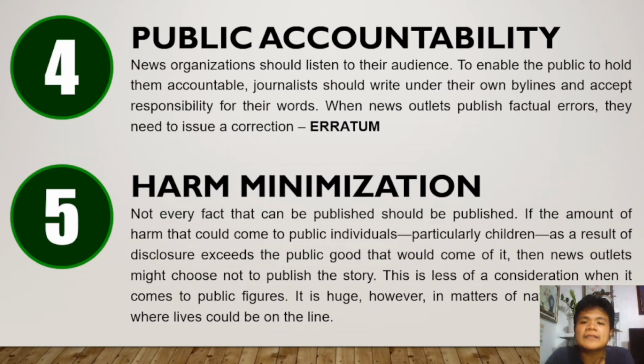Next, public accountability. So, news organizations should listen to their audience to enable the public to hold them accountable. Journalists should write under their own bylines and accept responsibility for their words. When news outlets publish factual errors, they need to issue a correction or what we call an erratum. Okay, public accountability because every word that comes from a writer is crucial, no?